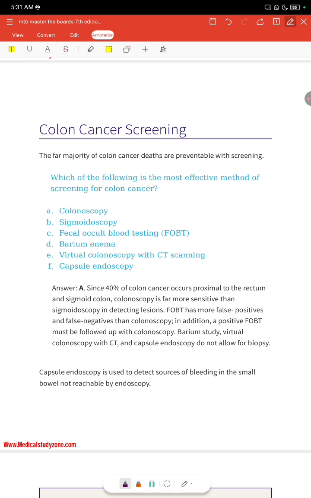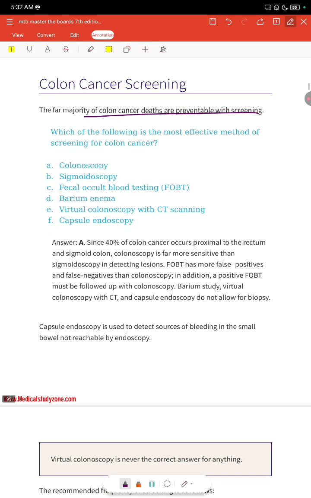Colon cancer screening. The vast majority of colon cancer deaths are preventable with screening. Which of the following is the most effective method of screening for colon cancer?